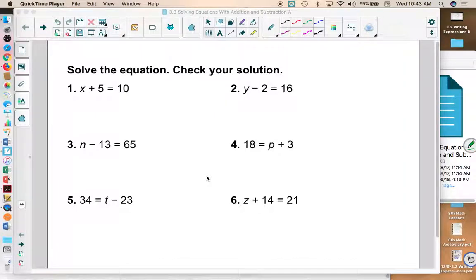Solve the equation and check your answer. These are so simple to me, but you know.